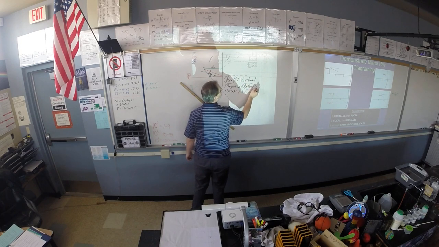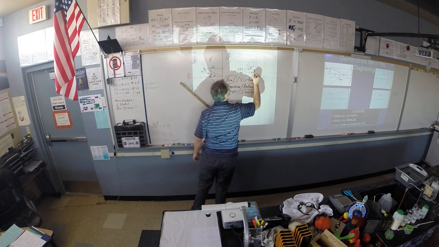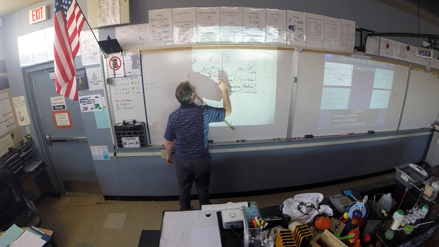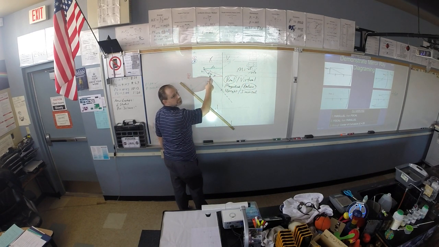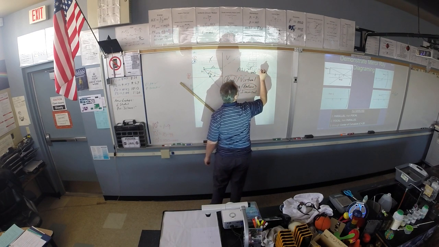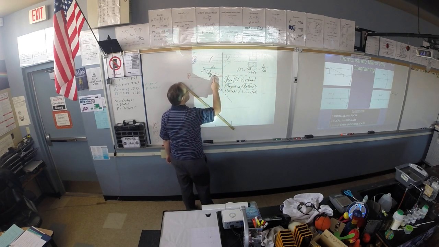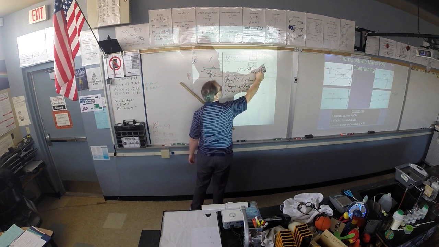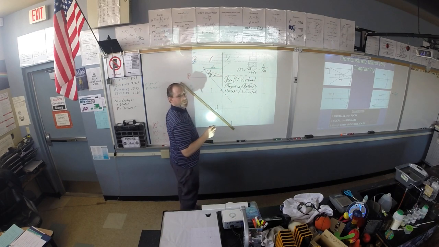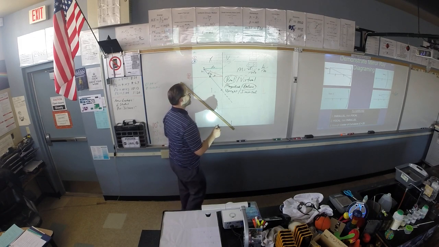I know it's reduced because magnification is negative DI over DO, and your DI is smaller than your DO. Magnification is also HI over HO. Since I know my DI is smaller than my DO, my HI has to be smaller than my HO. So it is reduced. And is it upright or inverted? Inverted, it's upside down.